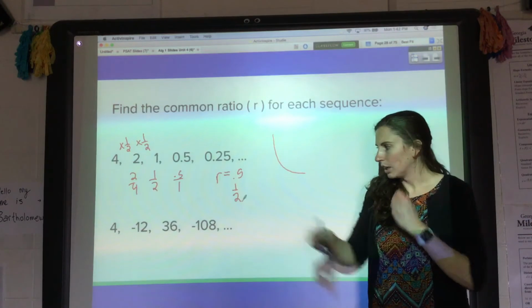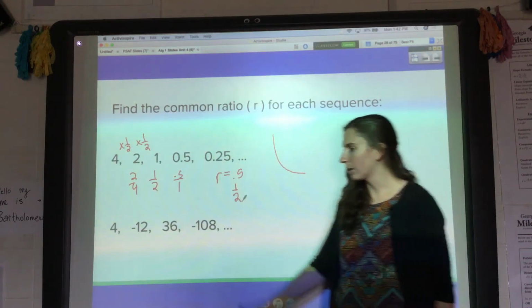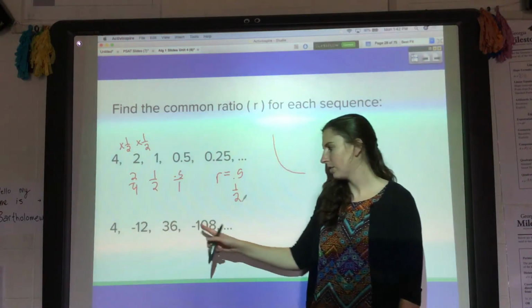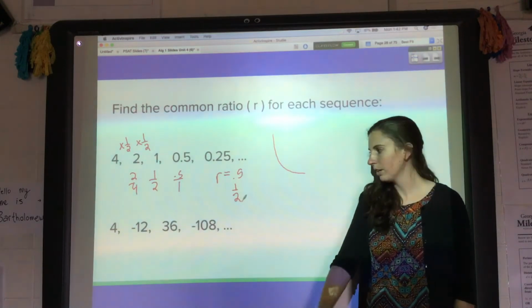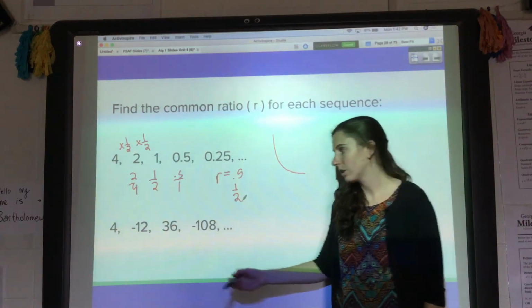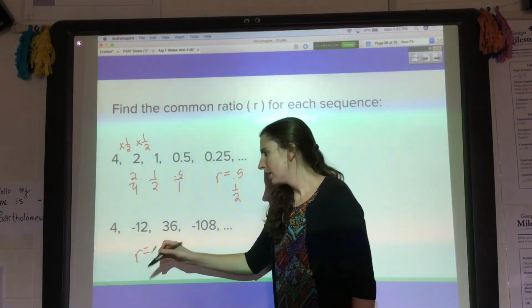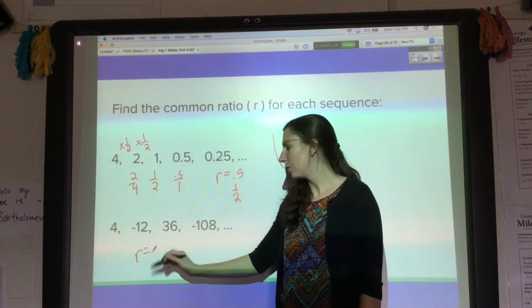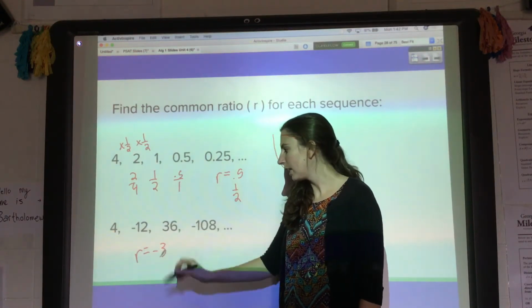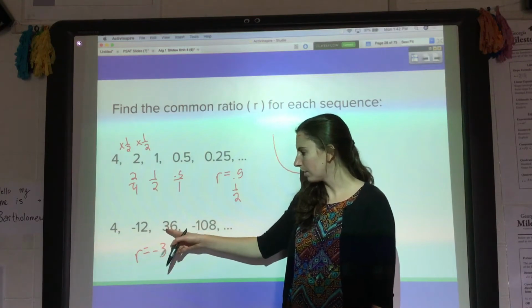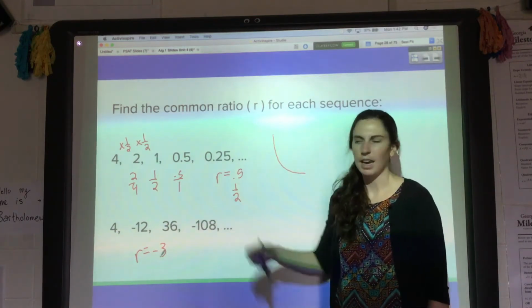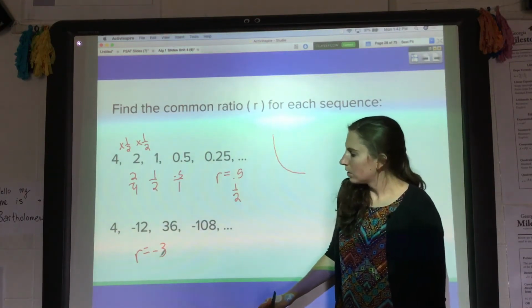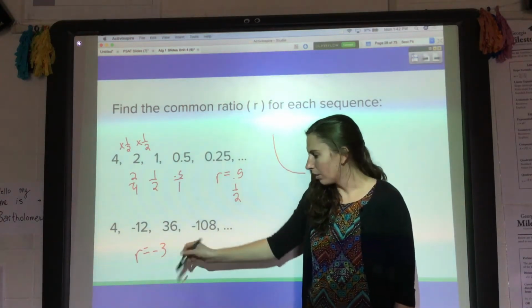And then this one, you may notice how it goes from positive to negative, it kind of jumps back and forth. So in this case, our R value is going to have to be negative. To get from 4 to negative 12, we'd have to multiply by negative 3 and then make sure that works. Times negative 3, times negative 3, yeah, it works. So my R value is negative 3.